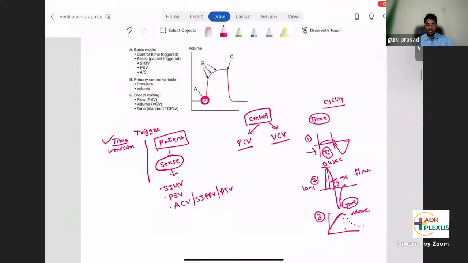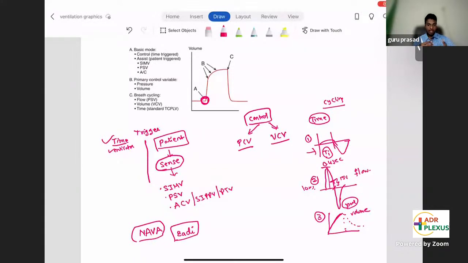So apart from this, there is something called NAVA, neurally adjusted ventilatory assist. This is a new mode of ventilation where you measure the EADI. EADI means electrical activity of the diaphragm. So they will place a special electrode through the NG tube. There is a special type of NG tube in which the electrodes are present. The electrodes will be present at the level of the diaphragm. So whenever the patient wants to breathe, the diaphragm muscle contracts. So there will be an electrical activity generated at the level of the diaphragm. This electrical activity is caught by the ventilator and it will initiate the breath.